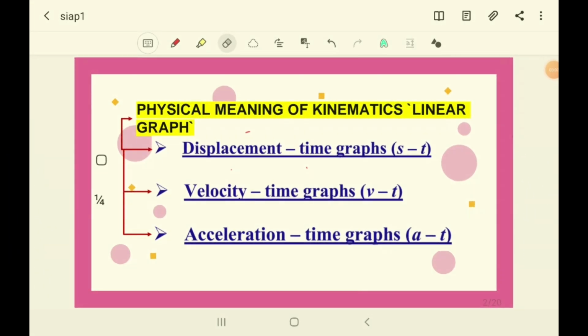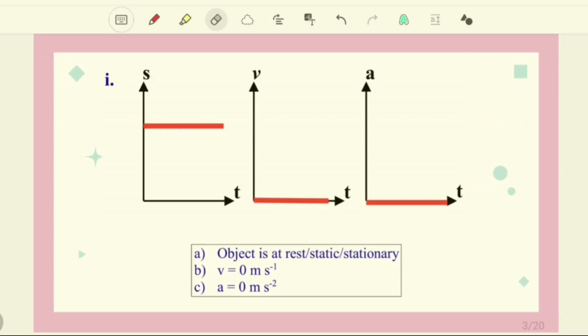Okay, now we are going to discuss the physical meanings of kinematics linear graphs. The first one is the displacement-time graph. Second is the velocity-time graph. And the last one is the acceleration-time graph. Based on these three types of graph, we're going to discuss what the physical meaning is, as shown by the graph. So now we have three types of graph: the S-T graph, the V-T graph, and the A-T graph.